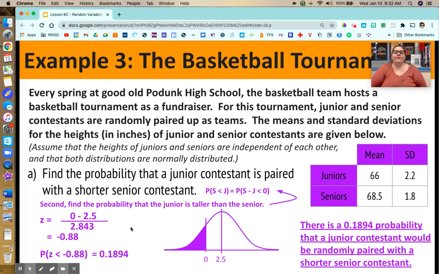There's a 0.1894 probability that a junior contestant would be randomly paired with a shorter senior contestant, or about an 18.94, a little under 19% chance that the junior would be taller than their senior partner.